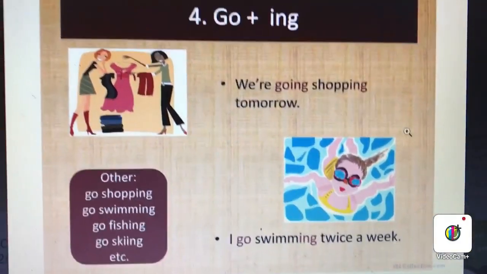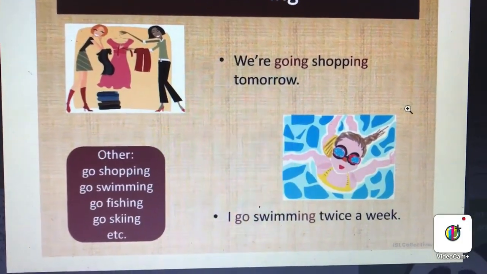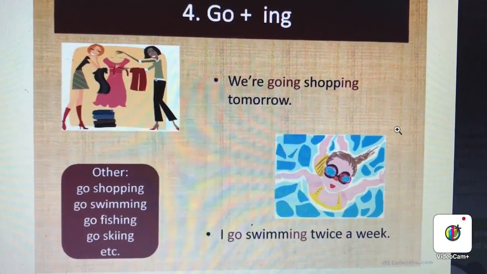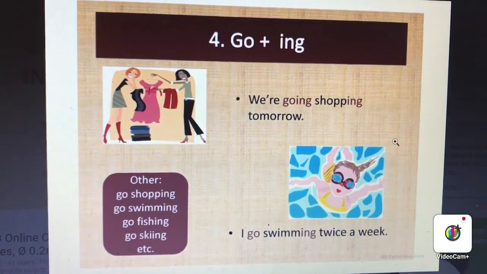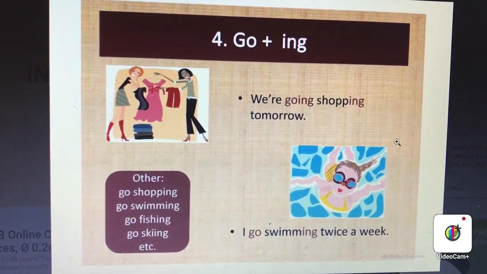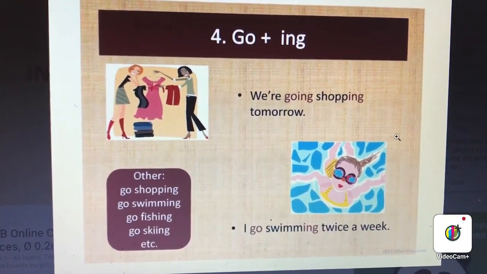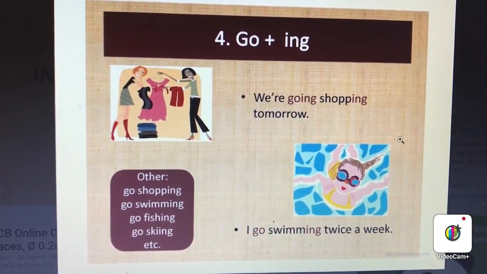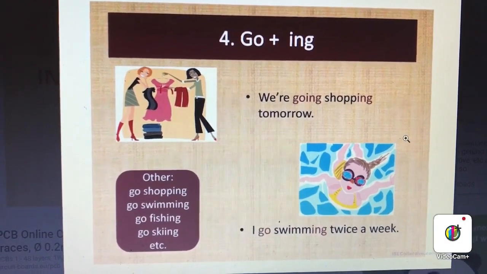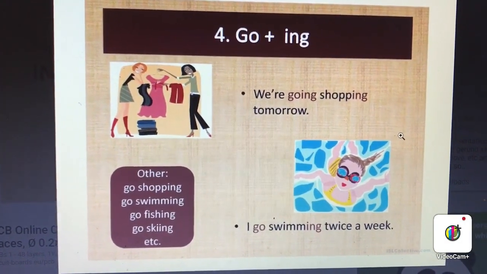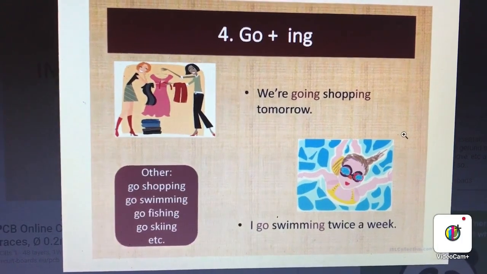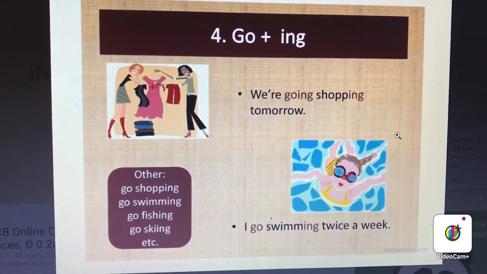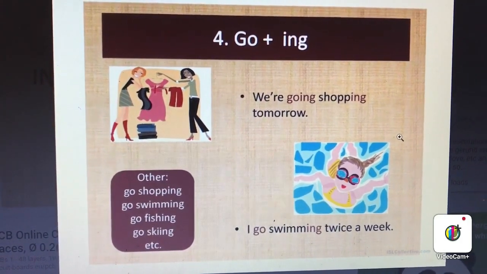Have a look at this. We can use these nouns with the ing form of verb in continuous tenses. For example, we are going shopping, he is going shopping, I am going shopping, I go swimming, we are going fishing, we are going skiing, we are going shopping. We have "going" here, which indicates continuous tense, and the object is a gerund: shopping, swimming, fishing, skiing.